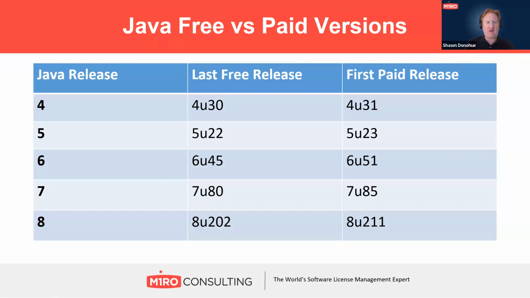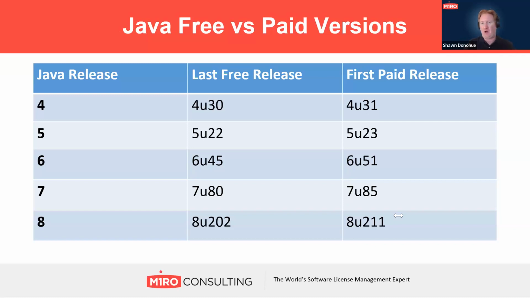This is very, very important, because we have people call us up all the time and say, oh yeah, hey, Java 8, 2011 down here, that's free, right? And we say, no, it's not. And people won't believe us. So you can trust us. We get this stuff directly from Oracle. The way this works is, for example, with Java 4, update number 30 is the last free one.